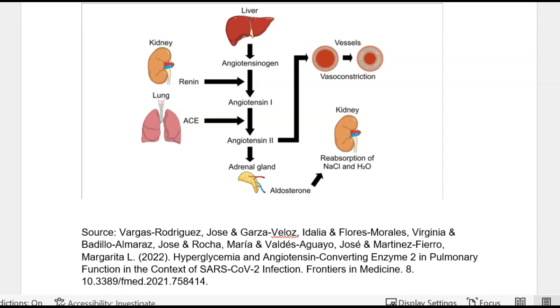The RAS system is actually a very important topic to know because this has a lot to do with how some medications work. So understanding the renin-angiotensin-aldosterone system will help you understand the mechanism of actions of the different antihypertensive medications.